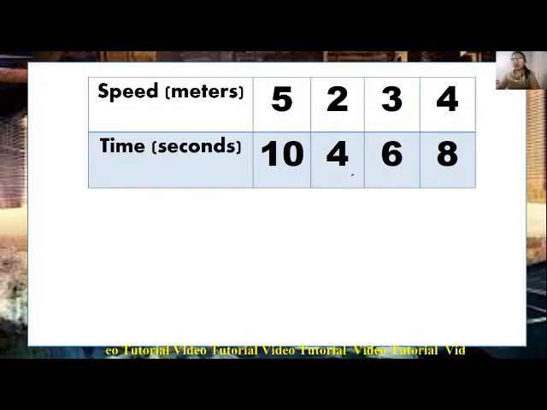10 to 4, it decreased. 4 to 6, it increased. And then 6 to 8, it increased again. So as you can see, inconsistent. So this one is not an inverse variation, not even a direct variation.